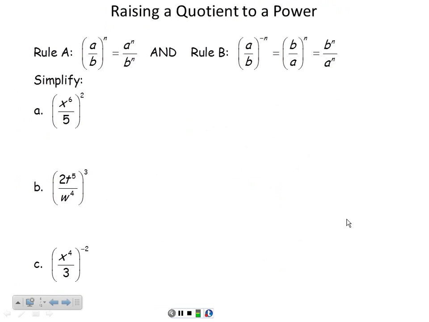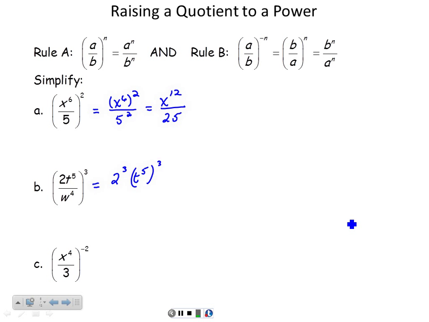So again, here for letter A, everything on the inside gets raised to that external 2. And so now I have a power to a power, so I'm going to have x to the 12th over, not 10, sorry, over 25. 5 squared is 25. That looks like a 6. There we go.